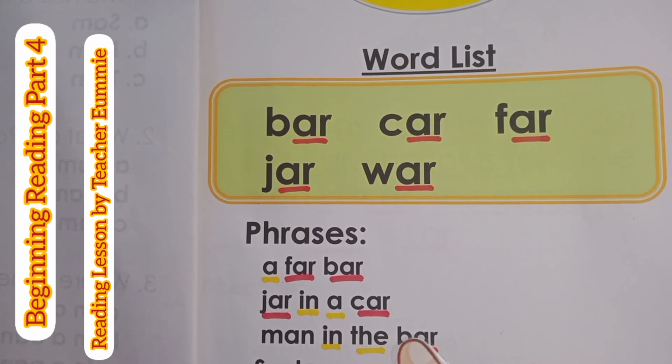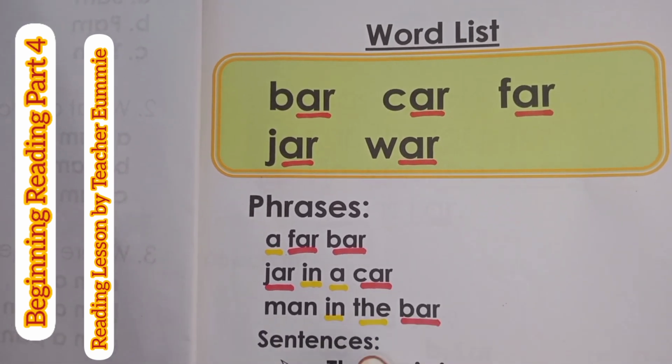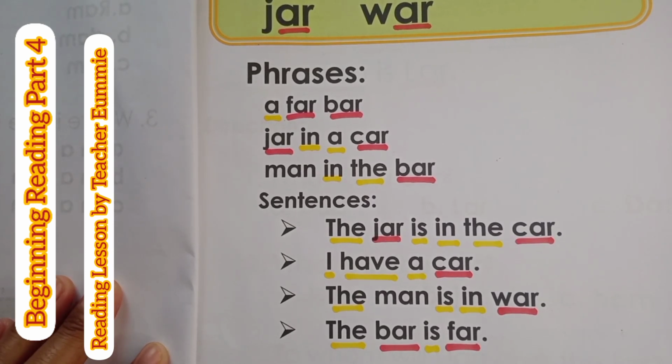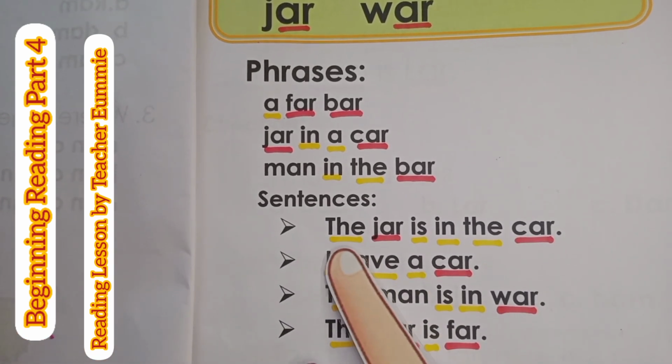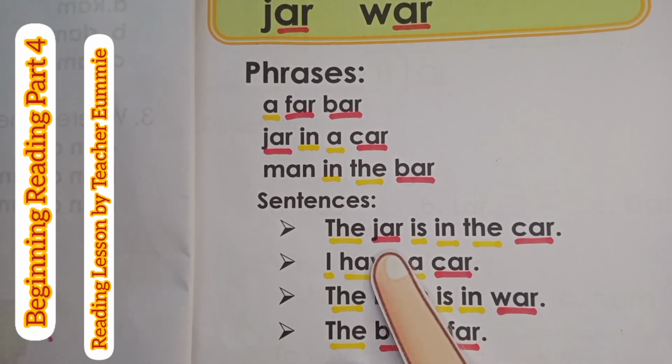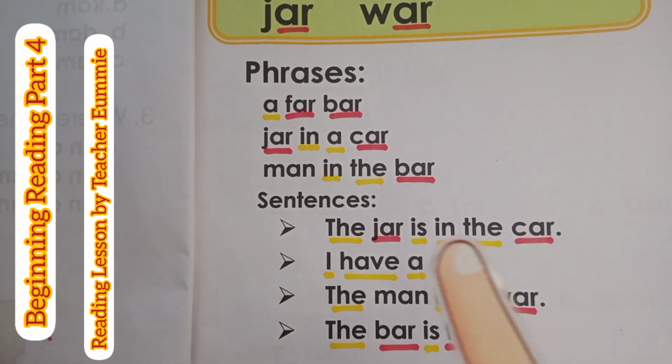Okay, this time I want you to read it. Okay, very good. Now let's move on to sentences. Okay, underlined here with a yellow pen are sight words. Red pen are words with the R family. So we will read first the sight words.